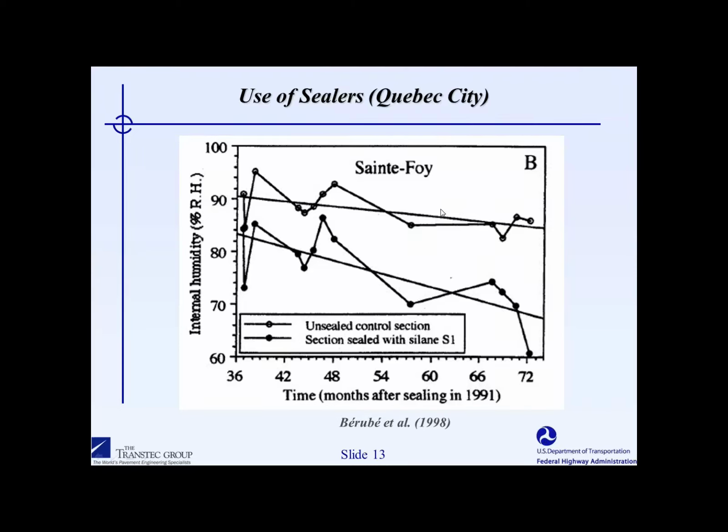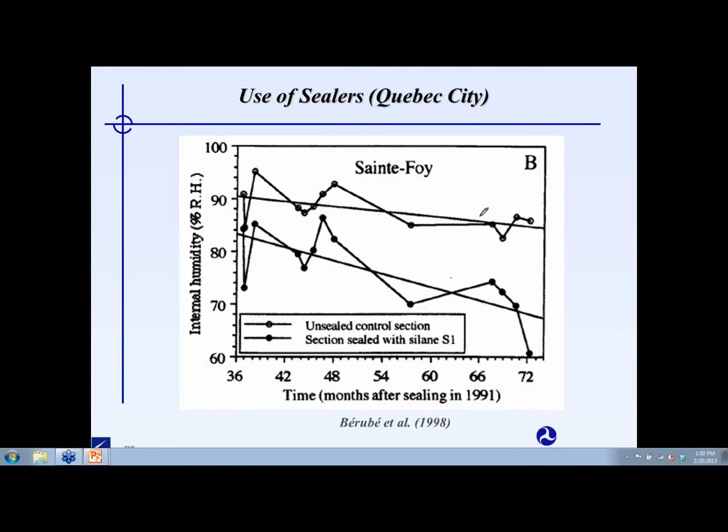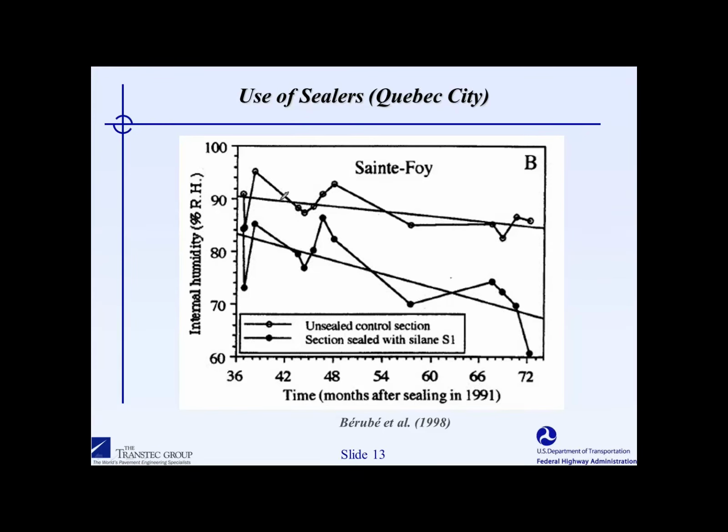And what we can show here with this graph is on the upper portion of the graph, you have the unsealed control section, and this control section here maintains a very high relative humidity during the monitoring period. You'll see that it nominally stays between 85 and 90%. The barriers that were treated with silane, you can see in the lower curve, tended to reduce over time in terms of humidity, and after say 6 years of monitoring, you can see that the humidities were well below the 80% threshold that I showed a few graphs ago.